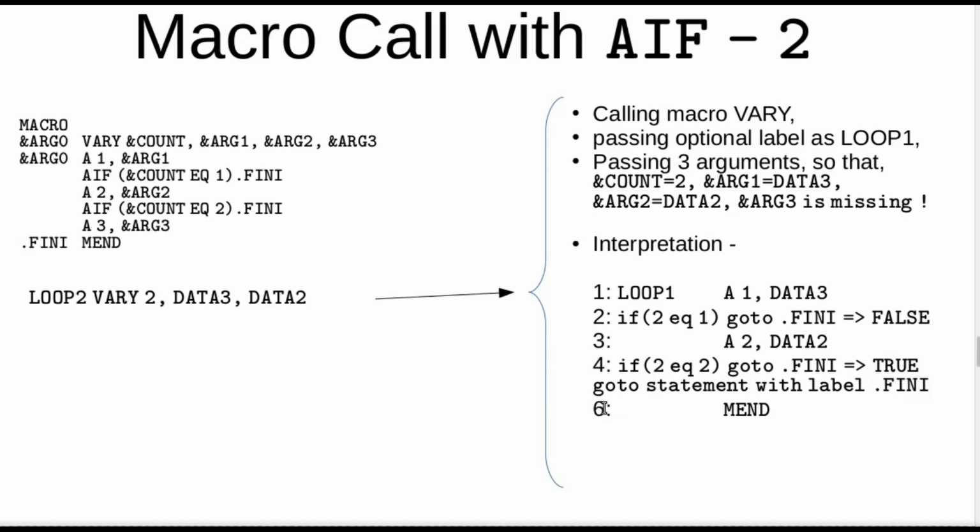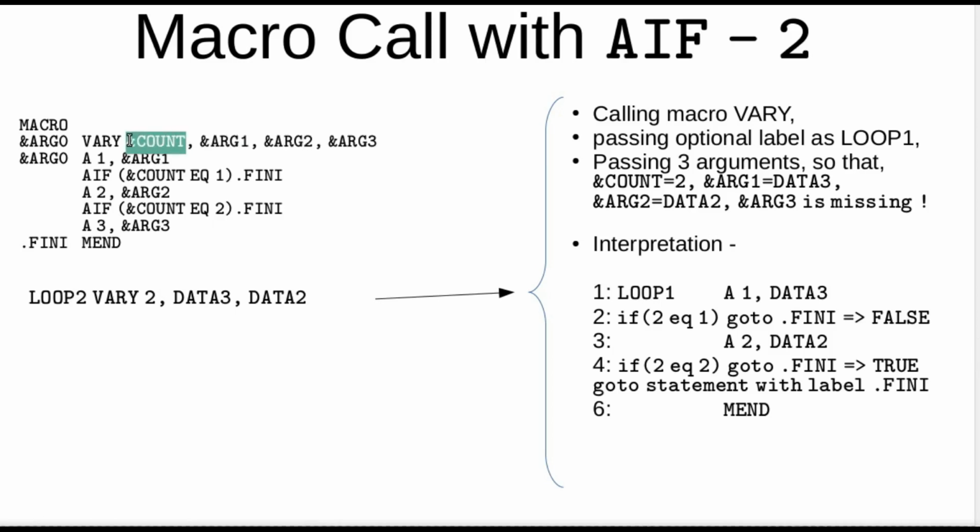So we will directly move to statement 6, which says mend or macro end, right? We are skipping statement 5 which said a3 ampersand arg3. We are skipping that statement. Fine. So this is again an example. This is something remarkable which we have done. For the same set of macro instructions, we have been able to change the way our program behaves by varying the passed arguments, by varying the number of arguments, and by varying the value passed to the variable called count during macro call, right?